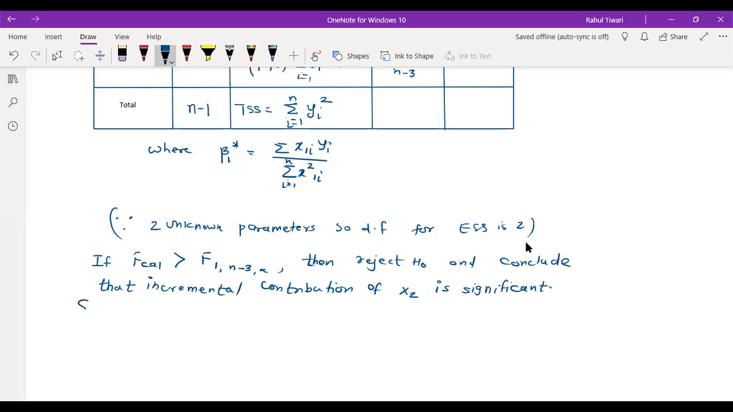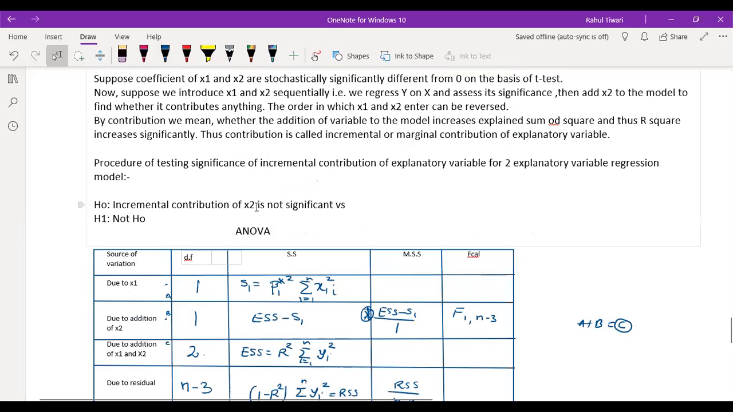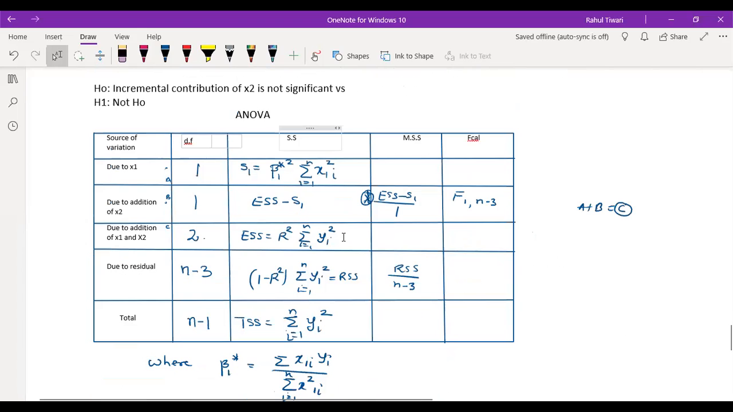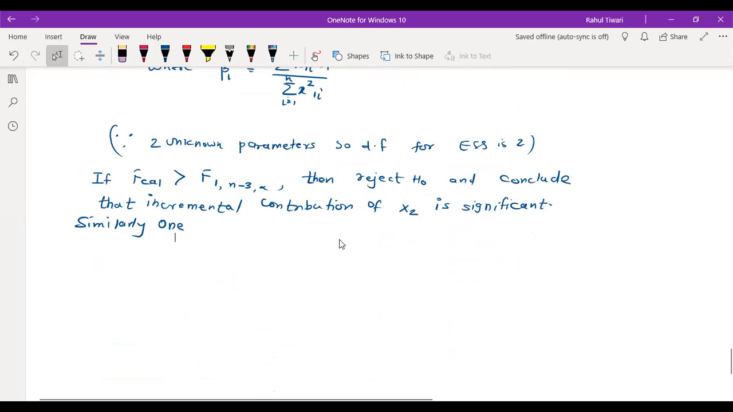Similarly, sir, what is our H naught? H naught is that there is no incremental contribution for the x2 variable. Similarly, one can test for... Okay sir, the sign is maybe reversed, sir? One minute, let me just complete this.